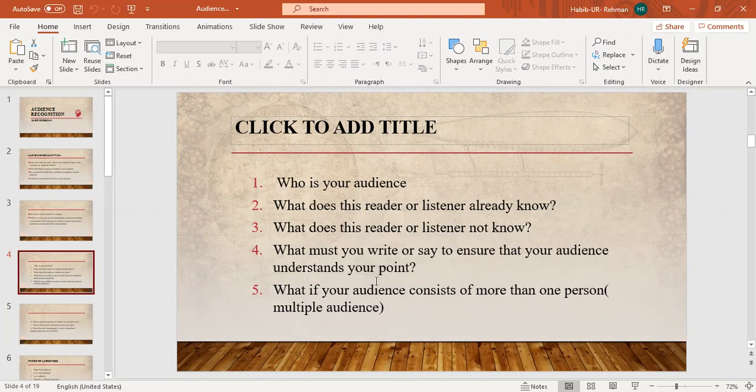What must you write or say to ensure that your audience understands your point? Whatever you write, you should make sure that your writing is effective so that your reader or receiver can understand your point of view. Your audience can be one person or multiple people. For example, if you send a text message to a friend, your friend is one person receiving or reading your message. So your audience consists of one person.